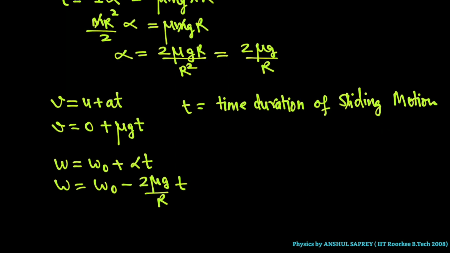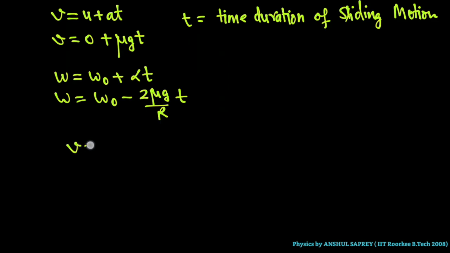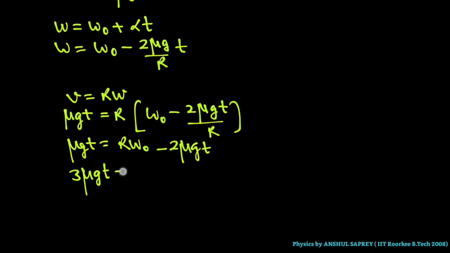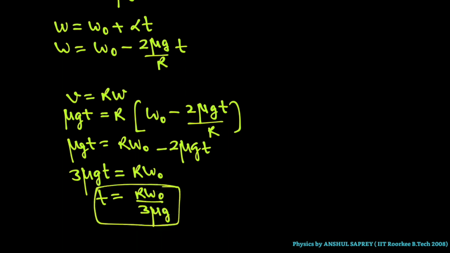Now after time t, it will perform pure rolling, so we can use v is equal to r omega. So mu g t is equal to r into omega naught minus 2 mu g t divided by r, or mu g t is equal to r omega naught minus 2 mu g t. 3 mu g t is equal to r omega naught. So t is equal to r omega naught by 3 mu g. This is the time duration of sliding motion.